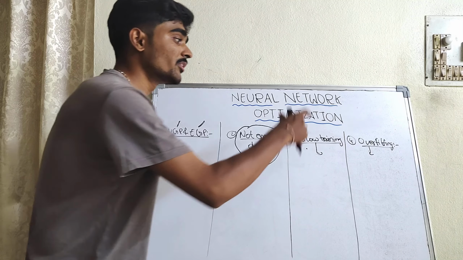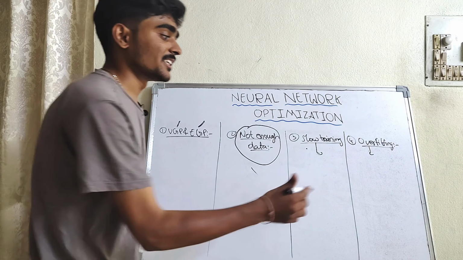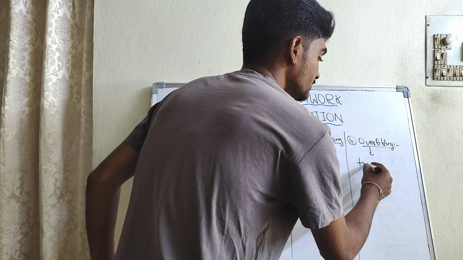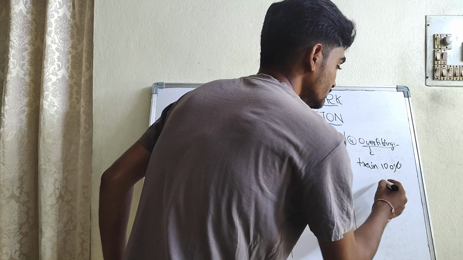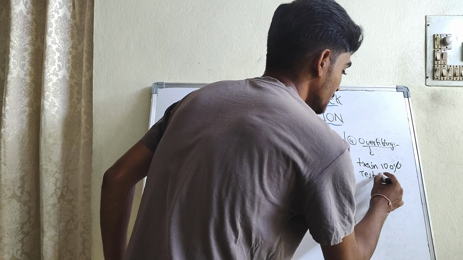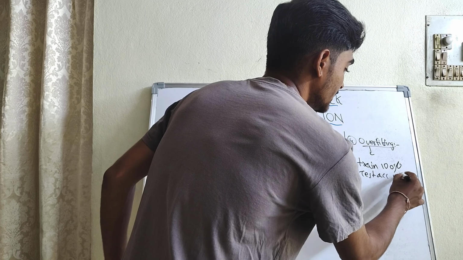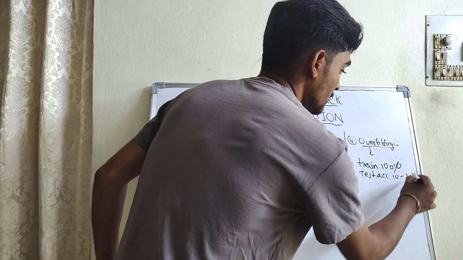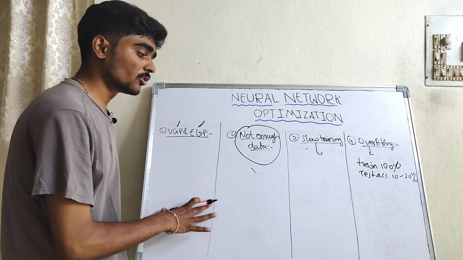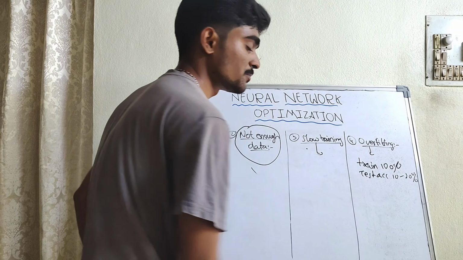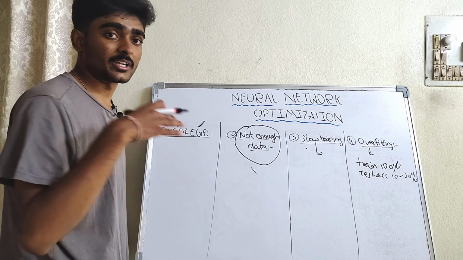Now when you face this overfitting case, the training accuracy will be 100%, whereas the test accuracy will be 10 to 20%, meaning your model will not be able to generalize well. These are the four problems that are basically faced by users during deep learning training.